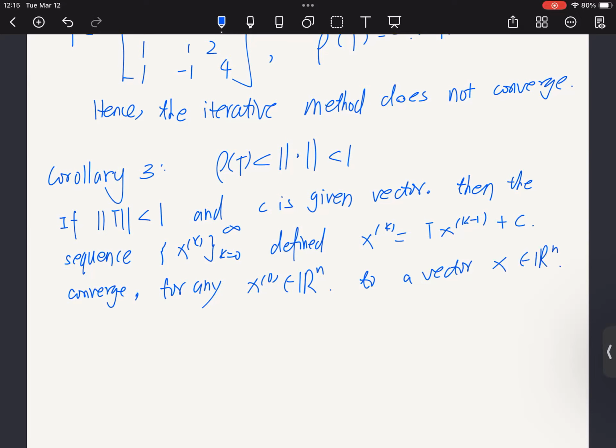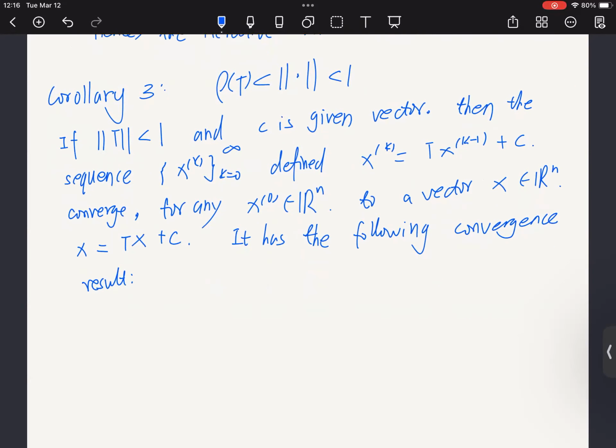And then the next part, this vector will satisfy x equals Tx plus c. And it has the following convergence result. The first one is x minus xk, and this norm is related to the P norm, the matrix norm. We already introduced the vector norm, and then we can introduce the matrix norm with the vector norm. So this vector norm should be related to that matrix norm. If this is the L infinity norm for the matrix, then this should be the L infinity norm for the vector, it should be paired.